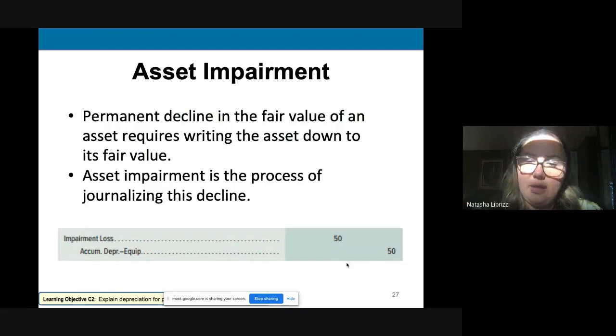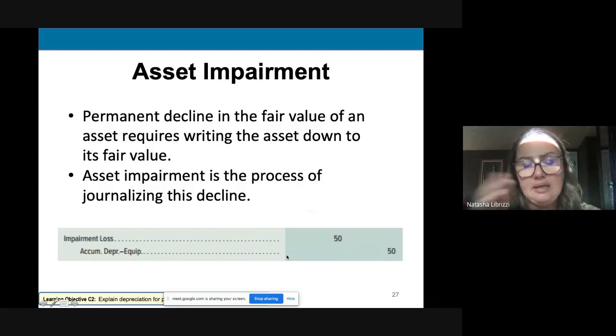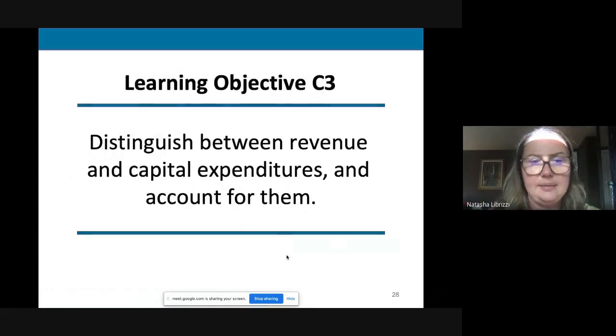We're going to the next topic, asset impairment. What happens if value of your asset declines or you think it no longer can be used? So permanent decline in the fair value of an asset requires writing off the asset down to fair value. So what you'll do, actually, you're going to recognize impairment loss and just credit accumulated depreciation, and that's how we're going to journalize that.